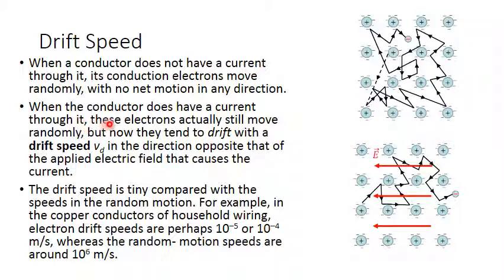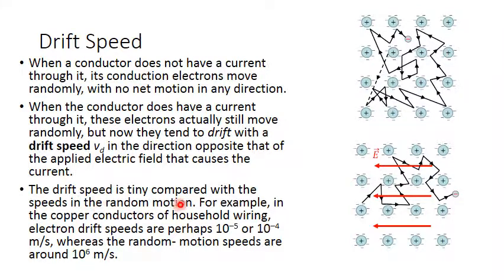So when the conductor does have a current through it, these electrons actually still move randomly, but now they tend to drift with drift speed Vd in the direction opposite to that of the applied electric field that causes the current.